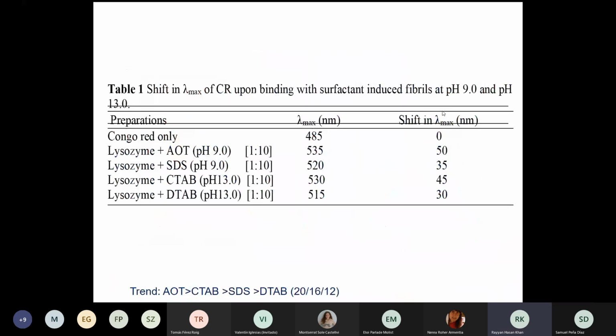Now here you can see the data is summarized. AOT gives a maximum redshift. It has a 20 carbon chain length, followed by C-TAB, then SDS, and then D-TAB.